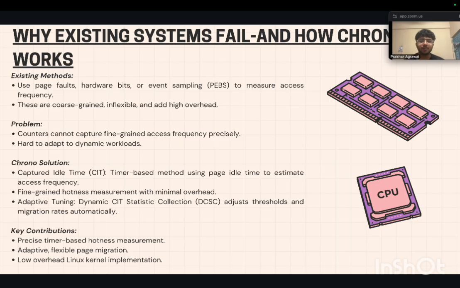Why do existing systems fail? Existing systems use counters to determine access frequency, which is coarse grained and high overhead, and it is hard to adapt to dynamic workloads.